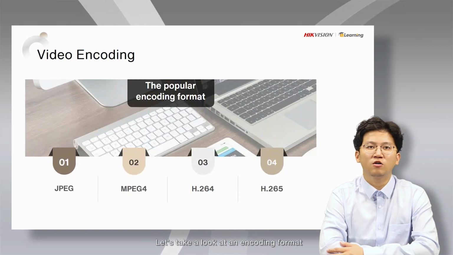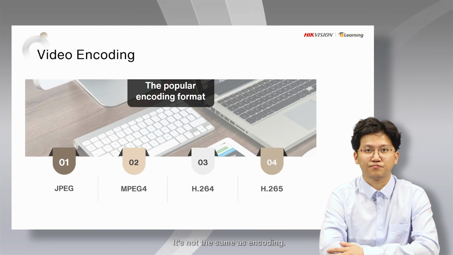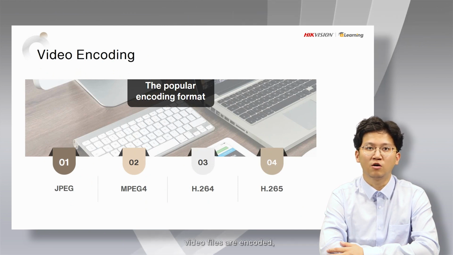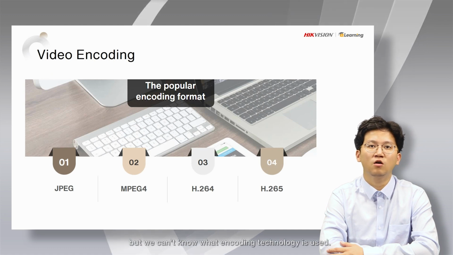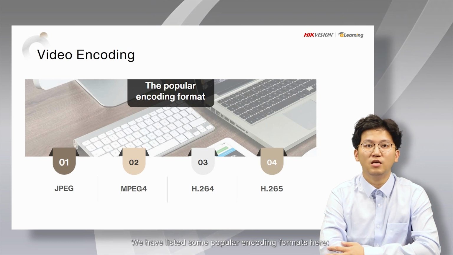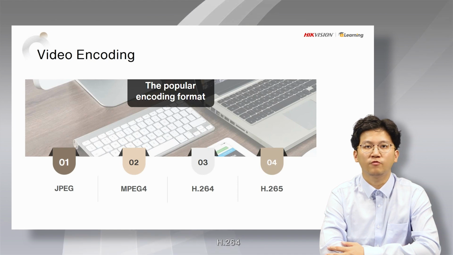Let's take a look at the encoding format of images and videos. It's not the same as encoding. We can see the format in which some image or video files are encoded, right? But we can't know what encoding technique is used. We have listed some popular encoding formats here: JPEG, MPEG-4, H.264, or H.265.